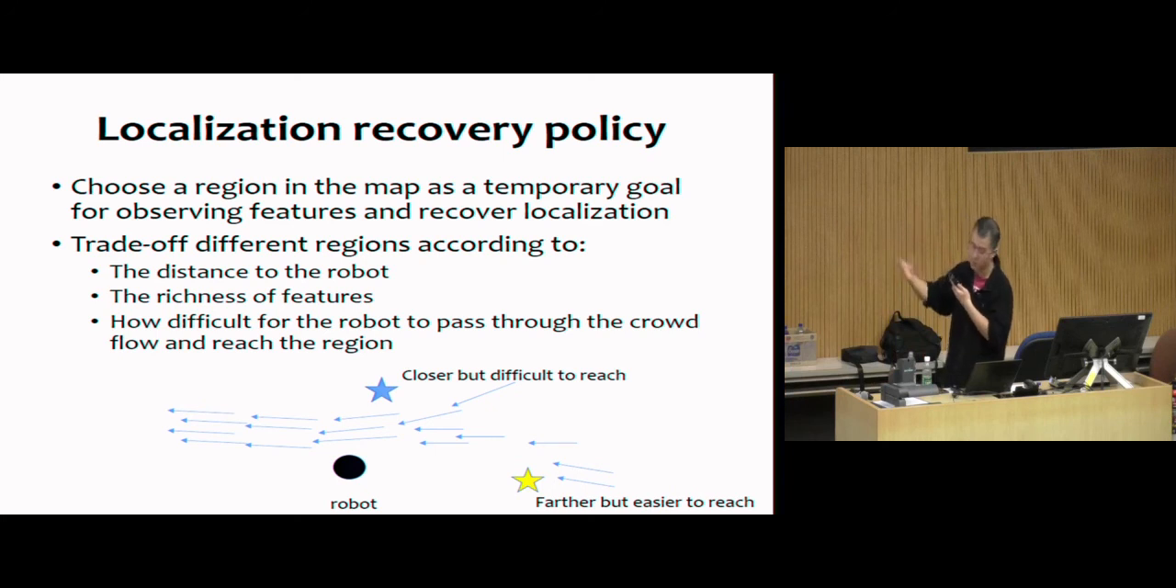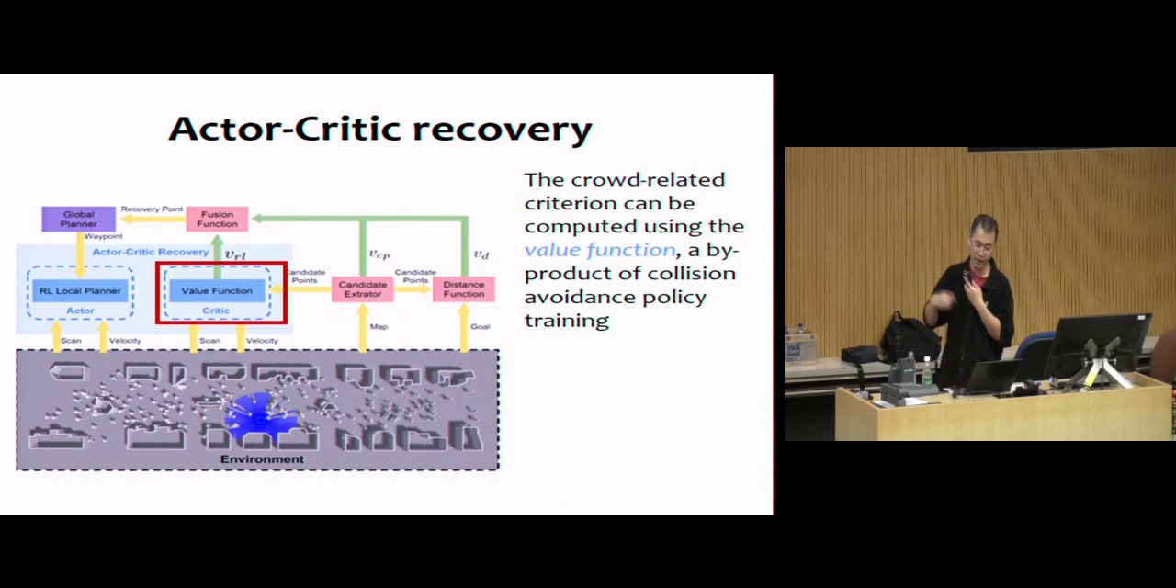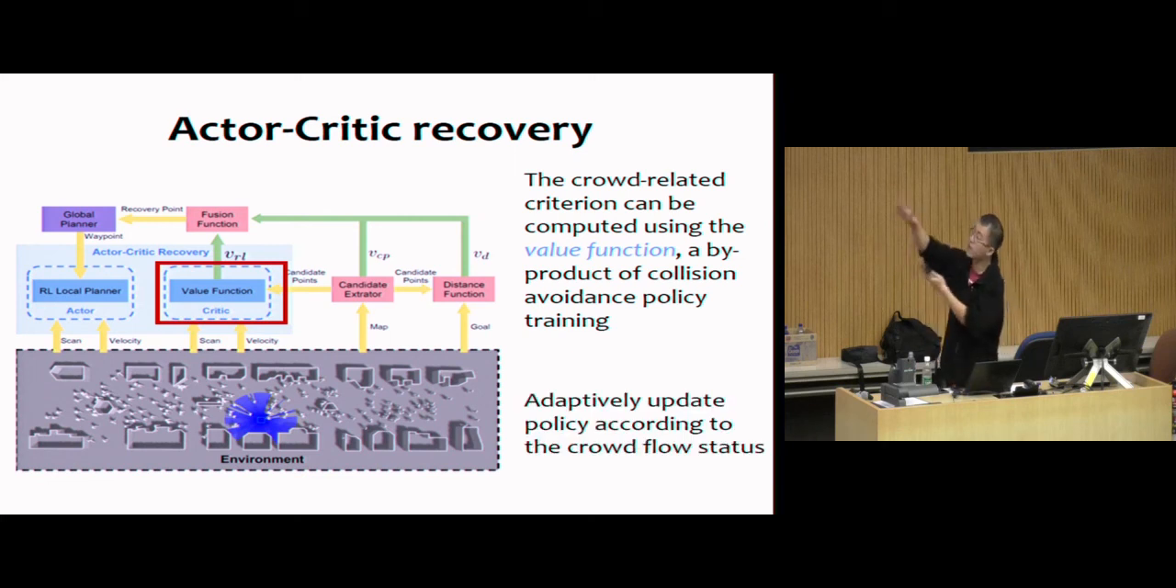So how do we determine this? We found that reinforcement learning can help. The value function inside the RL you trained actually provides sufficient knowledge about that. You can use the value function in the RL algorithm as a criterion to determine your recovery regions. I'll skip the details of this part. Because the value function changes from time to time, you can adaptively update your policy according to the crowd flow status.